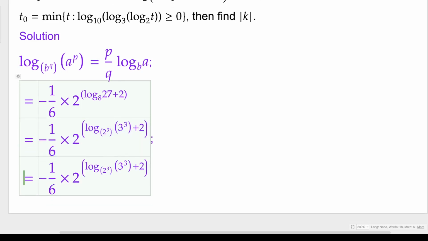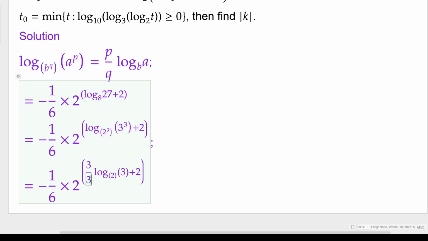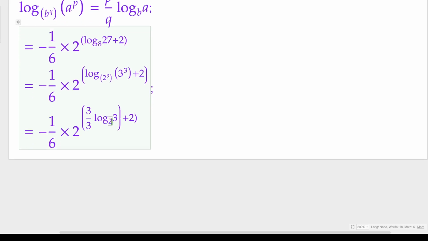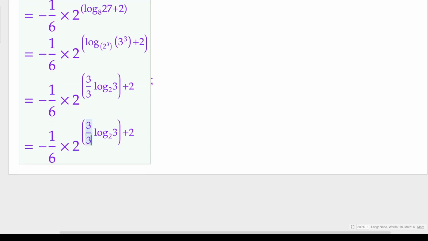On applying the property, here in 3 to the power 3, this 3 will jump out, and the 2 power 3 will be written here. So this can simply be written as log of argument 3 base 2, and this 3 over 3 cancels out to 1, and this parenthesis is not required. In the next step it is very clear that this 3 over 3 resolves to 1.